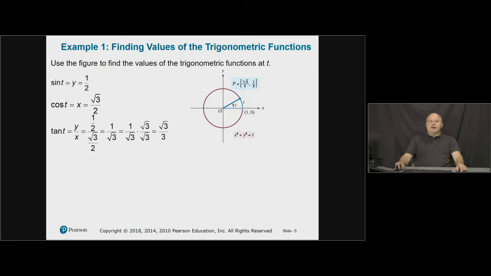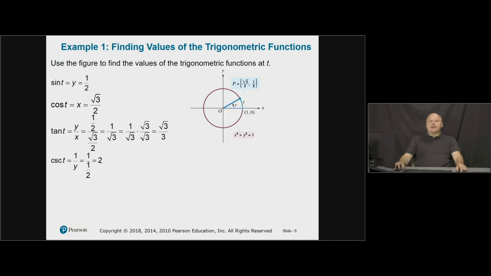And this next part is just a formatting thing. We don't like having radicals in the bottom, so this is what we call rationalizing the denominator. So we multiply the top and the bottom by root 3. So you get the square root of 3 over the square root of 9, and the square root of 9 is 3. So you get square root of 3 over 3.